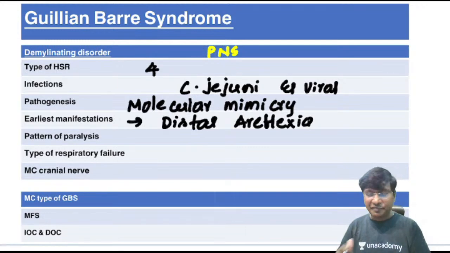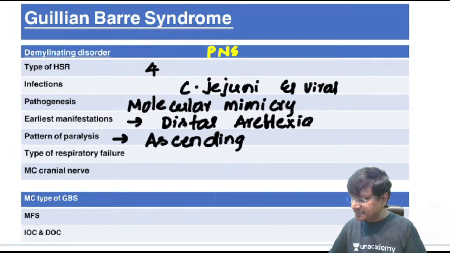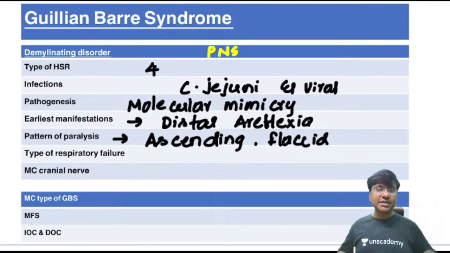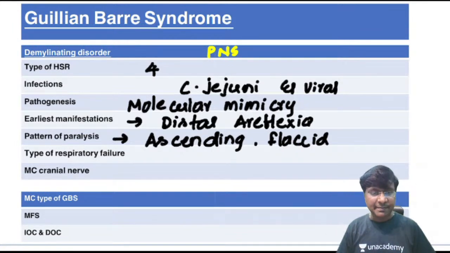Now, what is the pattern of paralysis? The pattern of paralysis will be the ascending type of paralysis, and it is absolutely a flaccid paralysis where the tone of the muscle is completely lost. So initially the lower limbs will be paralyzed, later the trunk muscles, and then the upper limb muscles. So the individual will have flaccid quadriparesis.